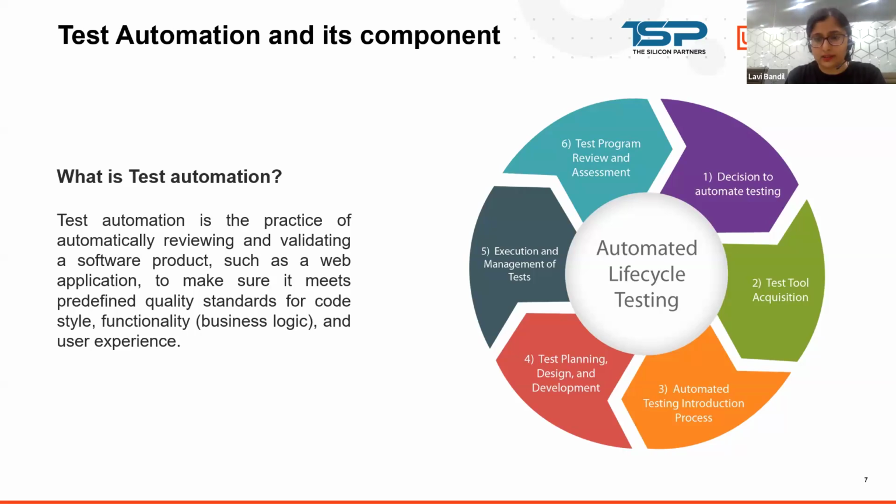So it has 6 steps. Just go one by one, and I will explain so that you can easily understand what testing is and what all the steps in this are. The first one is the decision to automate testing.